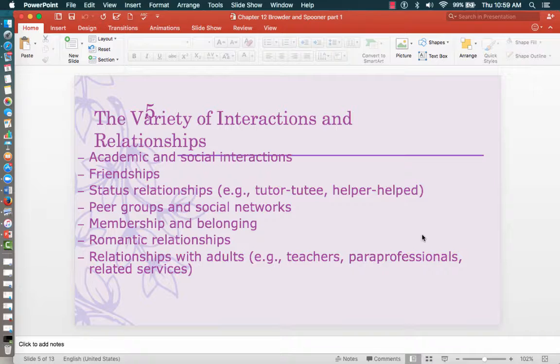Romantic relationships, and this would be, of course, for older kids. And then relationships with adults. What kind of relationship does that student have with their teachers, with any paraprofessionals in and out of the classroom, with the administrators, with their related service personnel, should they have any? And so how do they get along with others?